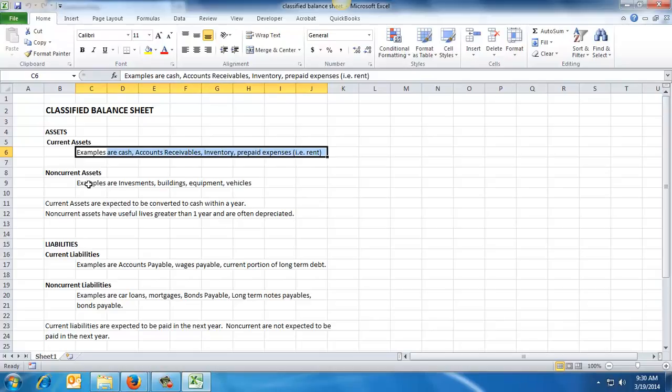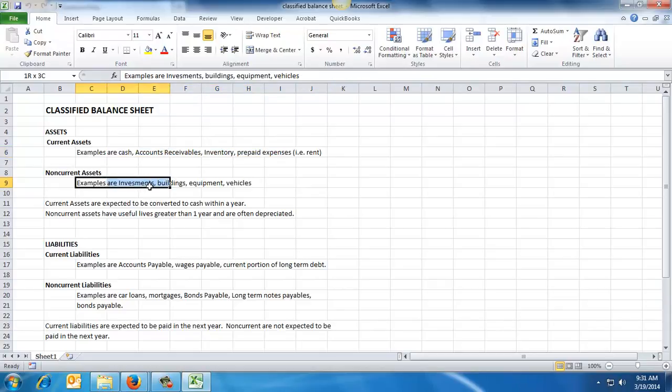Non-current assets are typically things we depreciate. Not always, but they're things like buildings, equipment, and vehicles, but they can also include land and long-term investments.